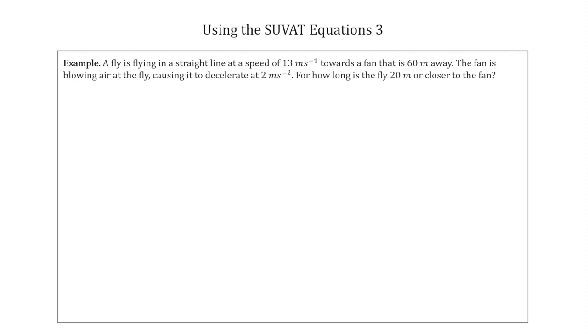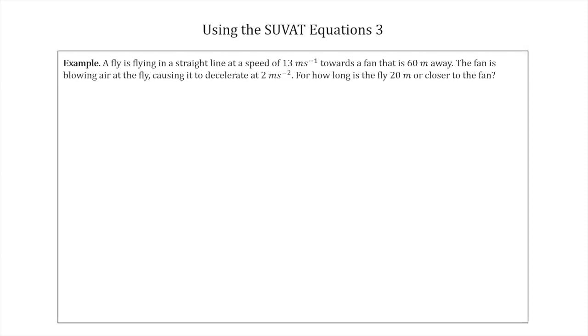A fly is flying in a straight line at a speed of 13 meters per second towards a fan that is 60 meters away. The fan is blowing air at the fly, causing it to decelerate at 2 meters per second per second. For how long is the fly 20 meters or closer to the fan? So it's a bit of a wordy question.